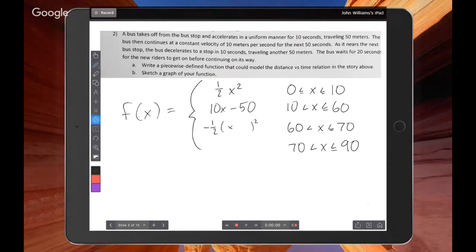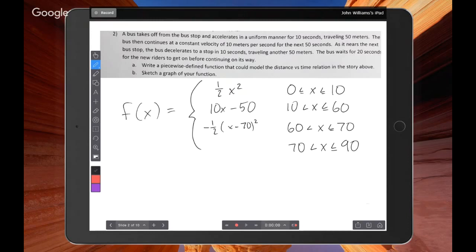And then now I'm trying to find out, okay, at what point am I finally stopped? I'm finally stopped after 10 seconds, 50, so that's a total of 60, and then another 10, so that's 70 seconds, right? This is the point, 70 seconds, where I'm finally stopped. So I need to move this deceleration parabola over 70 seconds. I'm going to say minus 70. That's a horizontal translation by 70.